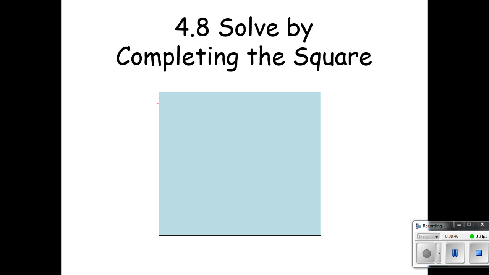There are a few things you need to write down, but mostly I just want you to watch and focus on how the visual representation of completing the square is going to be what we need to be visualizing when we solve it by using the algebraic method.